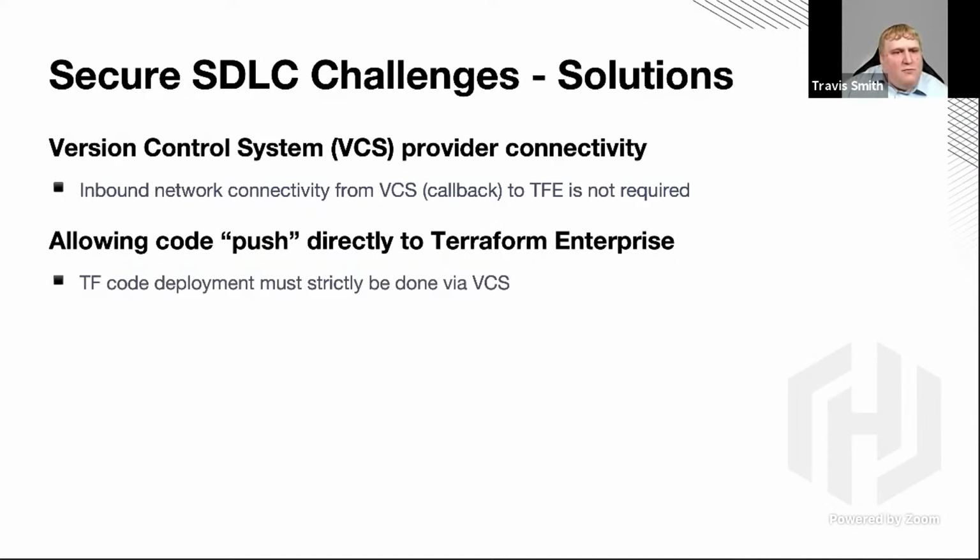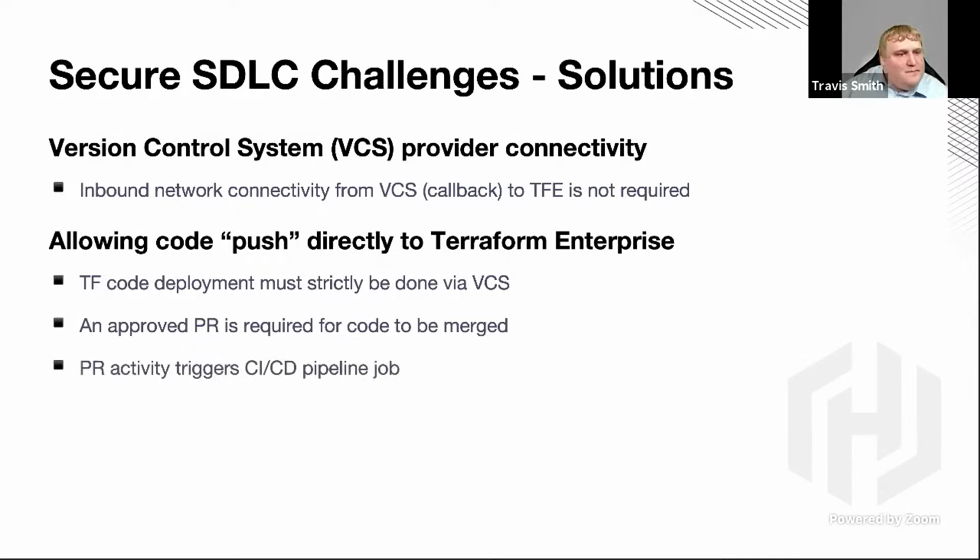So code, again, we're being really strict with our SDLC processes. So we're not allowing people to subvert that. They must only deploy code that goes through the VCS. In order to deploy code and run a non-speculative run, you have to have code merged into your main branch. And then again, PRs, any activities will trigger the pipeline so that you can see speculative runs and get feedback on any code that you've deployed.